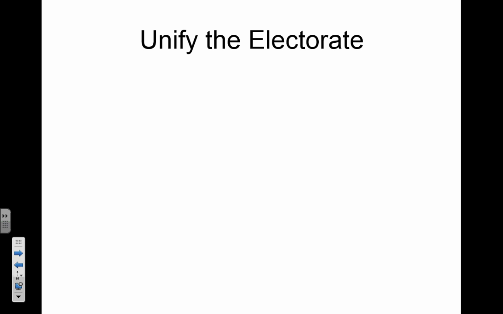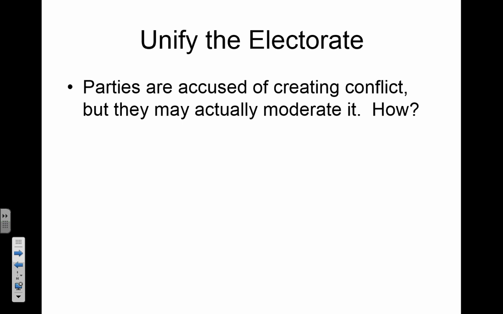Unify the electorate. Bear with us and see what you think on this. Sometimes we say the parties create conflict, where we have this liberal-conservative divide. And we've seen that, so there's certainly evidence of that. But they actually sometimes take a more moderate role on things. The parties themselves are not necessarily as extreme, even though the two parties are getting more extreme.